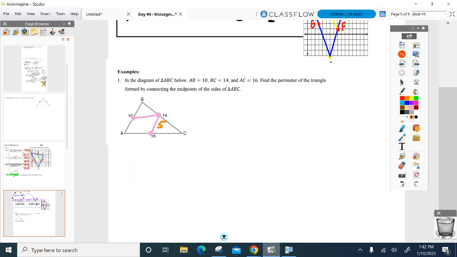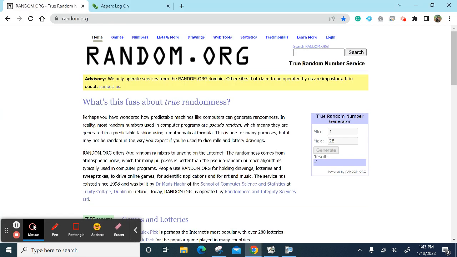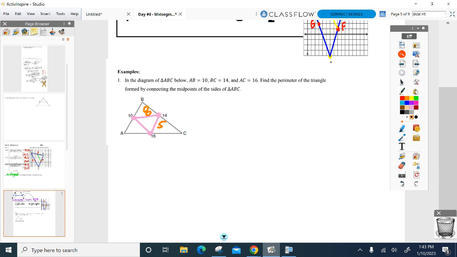9, how long is that mid-segment? 8, half of 16. Good. And then finally, drawing the last mid-segment and quickly discussing in your group how long that one is. And 24, that's a length of 7. Good work.